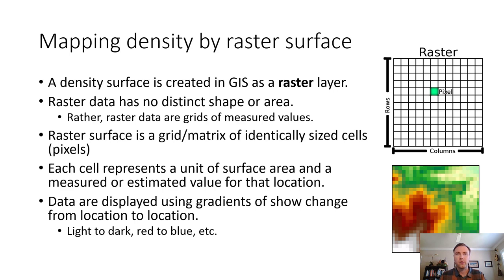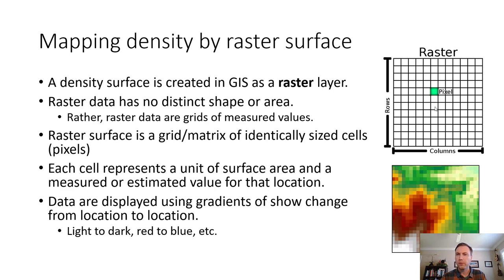When we talk about masks, essentially it's like a cookie cutter. Let's say you want to have a raster that shows the depth of the Grand Canyon. If you set a mask, which is set as the perimeter of the Grand Canyon, then your output raster will be shaped as the Grand Canyon. That mask is essentially like a cookie cutter that cuts out the cells that are within those boundaries. So raster data has no distinct shape or area. Rather, raster data are grids of measured values.